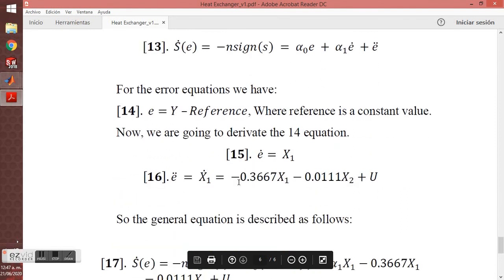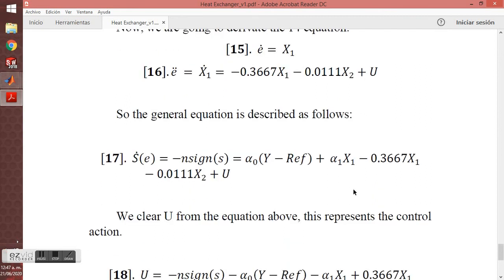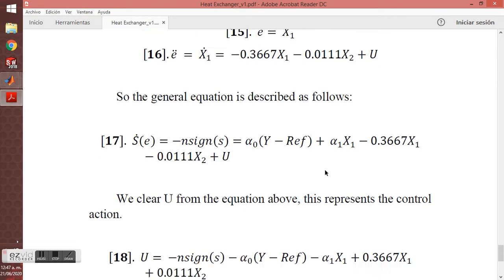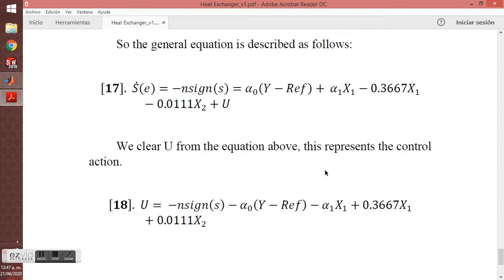For the error equations, we have this equation number 14. Now we're going to derive equation 14 to get 15 and 16. So the general equation is described as follows. We have this, the 17 is going to be our general equation. We clear it from the equation above. This represents the control action.